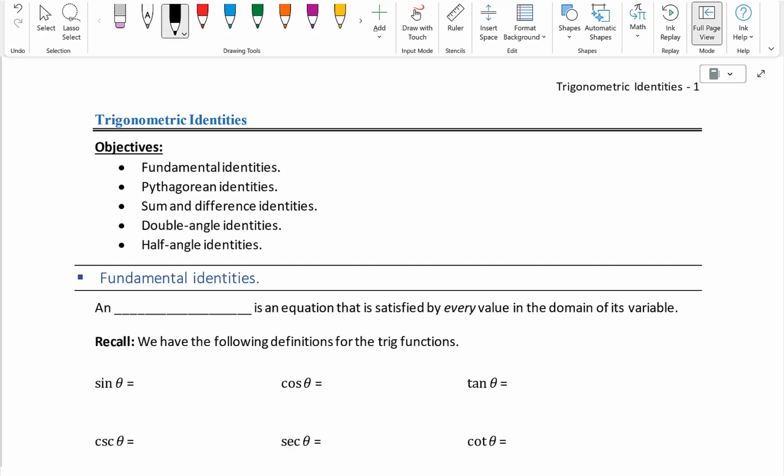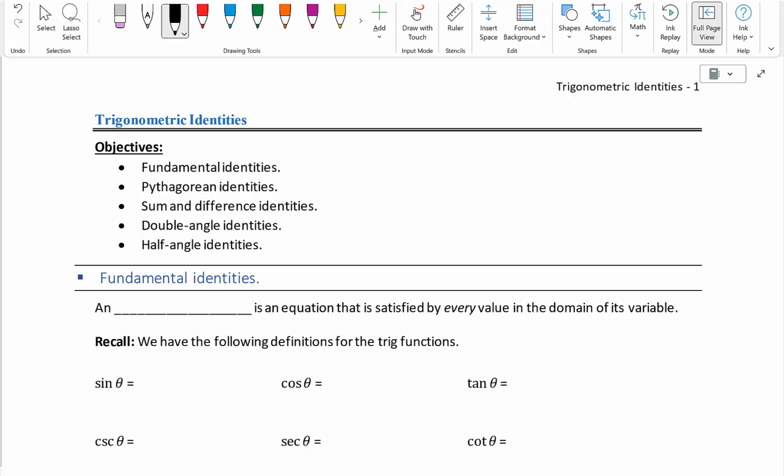Hi all, for this video we're working with the standard for trigonometric identities. Our objectives include fundamental identities, Pythagorean identities, sum and difference identities, double angle identities, and half angle identities. We'll repeat a few things we did with the right triangle trig or unit circle definitions, and then we'll build into the bigger identities and show you how to use them a little bit.